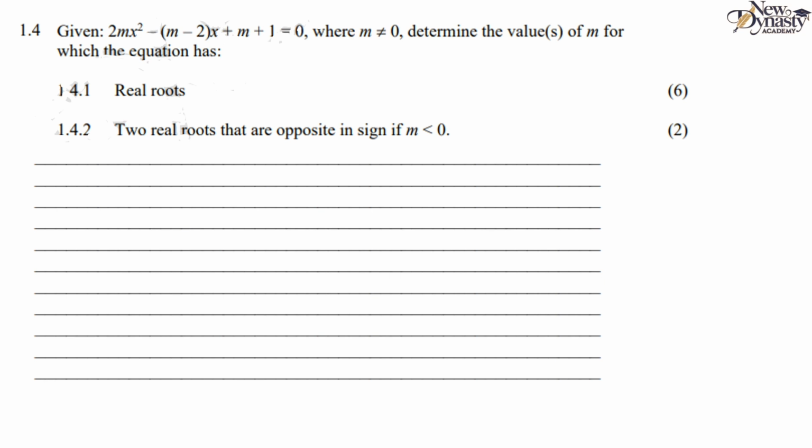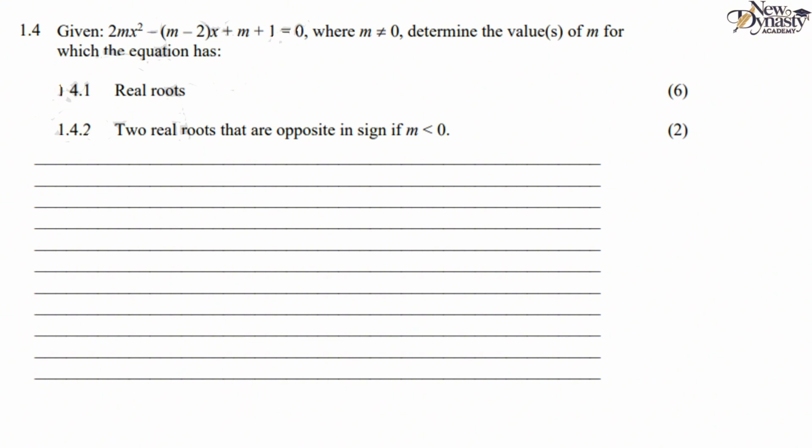Question 1.4 says, given 2mx squared minus (m minus 2)x plus m plus 1 equals 0, where m is not equal to 0, determine the values of m for which the equation has real roots. This is the nature of roots questions. So what we need to do here is determine our discriminant. But before we do that, let us first find out what the values of a, b, and c are, because that is what you need for your discriminant.